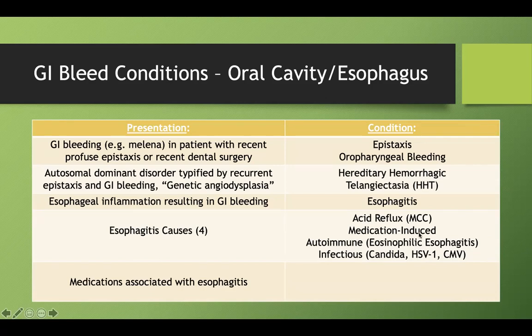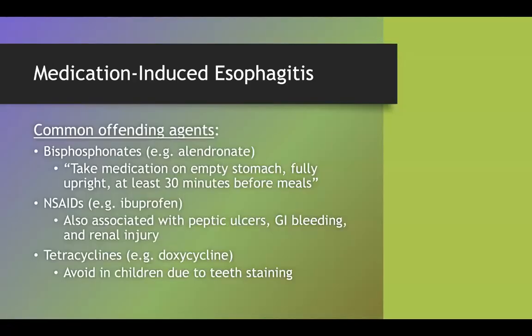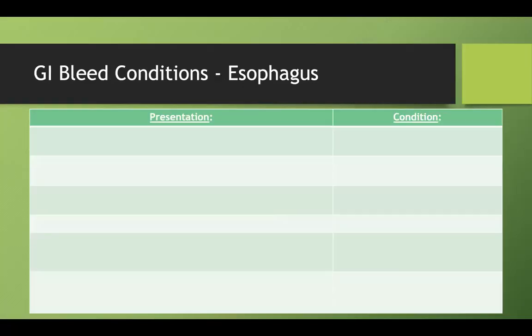And speaking of medication-induced esophagitis, what medications are classically associated with this? You're going to see this in bisphosphonates, NSAIDs, and tetracyclines. And this is from our esophagus lecture. I've just highlighted these 3 right here: bisphosphonates, NSAIDs, and tetracycline. Let's talk about some more esophageal conditions, probably more high-yield ones than the ones we just talked about.